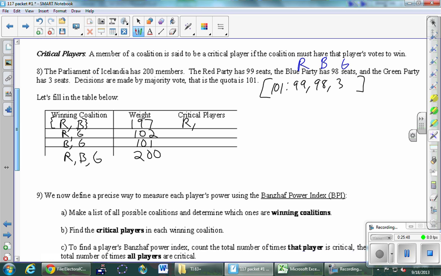And then we play the same game with B. So we will temporarily cross it off. I encourage you to just put your finger over it or something. Just cover it up. How much weight is left here now? 99. Is that enough to pass? No, which means that we really need B here in order for this to be a winning coalition. So B is critical.